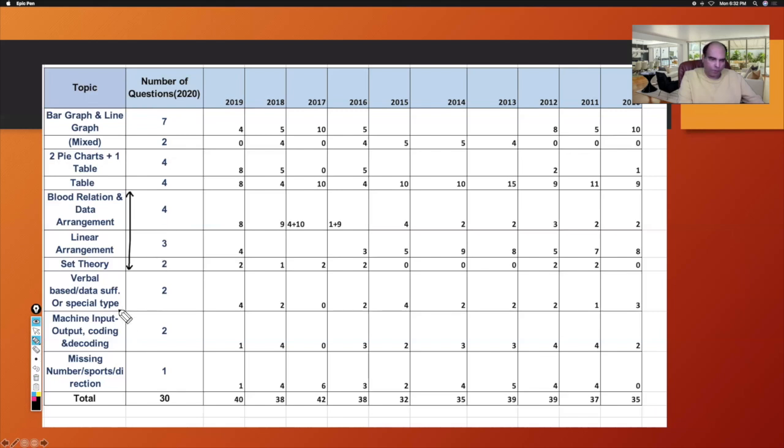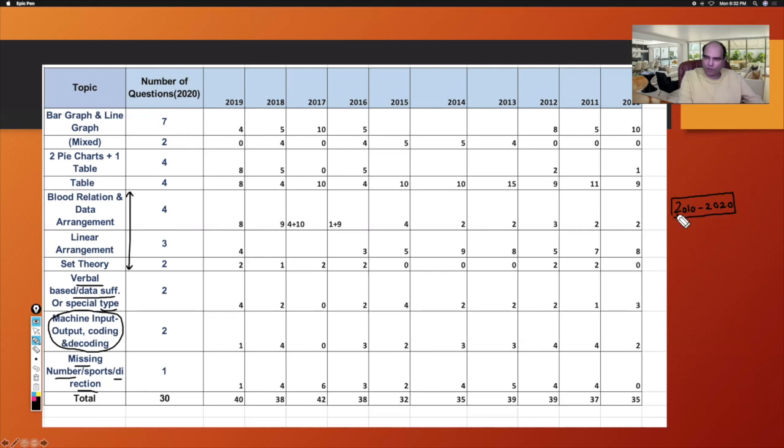And then you can see some missing number, that means sequence series kind of questions, some direction questions. Sometimes you'll get a machine input output or a coding decoding question. And of course, the verbal based or data space efficiency or any special type of questions. Just go through the 2010 to 2020 IIFT papers before you go in. That's part of your critical strategies for preparing for IIFT.